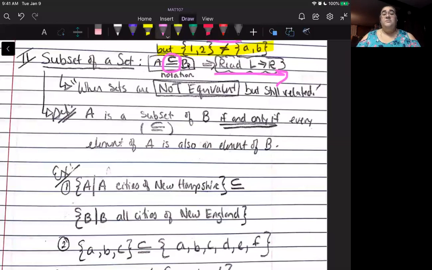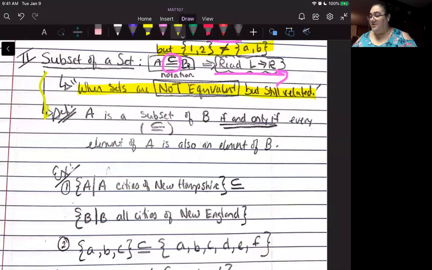Now, to be a subset, this is something that's important to remember. You can be a subset if the sets are not equivalent, but they are related. So let's look at the official definition of a subset.